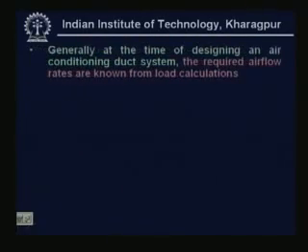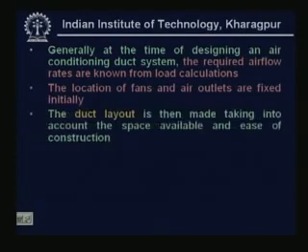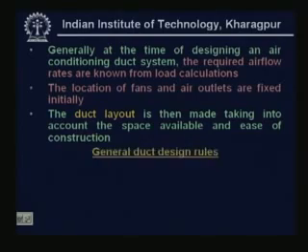And generally at the time of designing an air conditioning duct system, the required air flow rates are known from load calculations. Okay, so we know the air flow rates, and the location of fans and air outlets are fixed initially depending upon the building layout, and the duct layout is then made taking into account the space available and ease of construction. So that means at the time of duct layout you have to have this input, right, and there are certain design rules which have to be followed while designing the ducts.